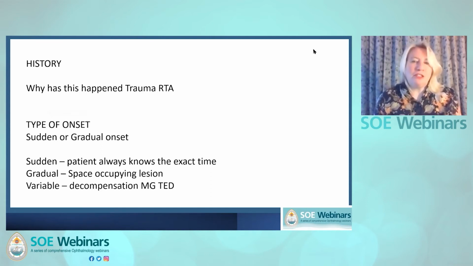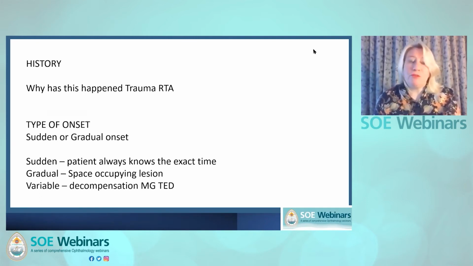If the patient knows exactly the time, maybe when they were watching their favorite television program, that they suddenly got double vision or they woke up with it, we'd describe this as a sudden onset. And this is often thinking about a vascular cause. If they have a gradual onset, then this could easily be the growth of a space-occupying lesion, giving them a problem, and getting gradual double vision, which is increasing.